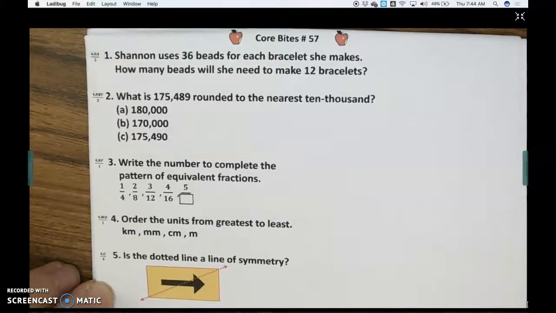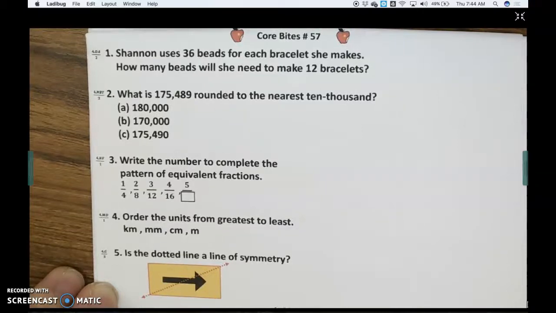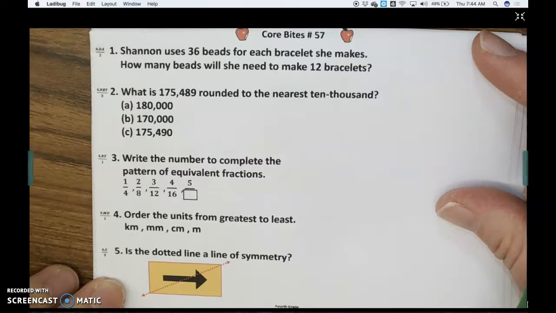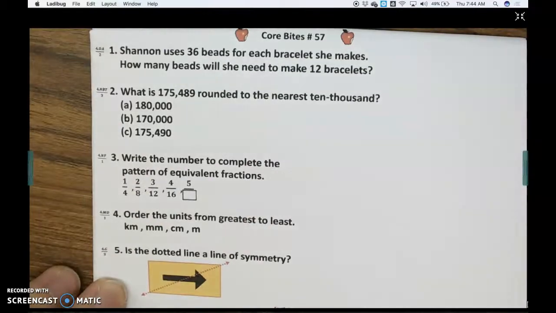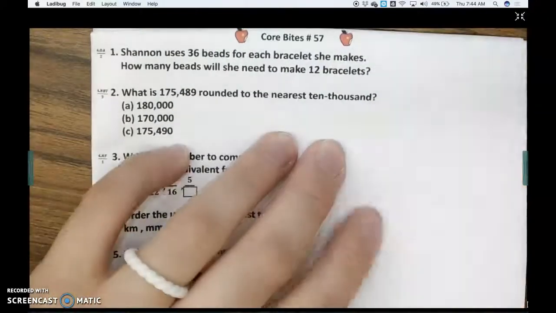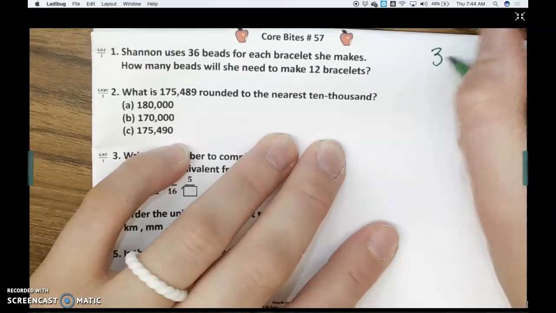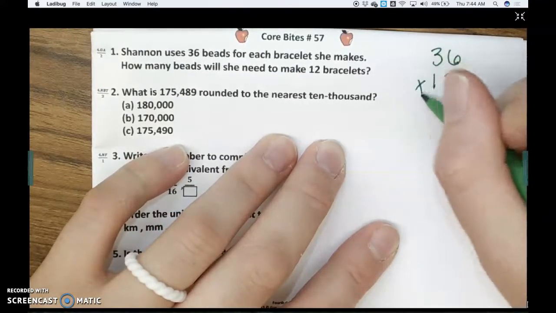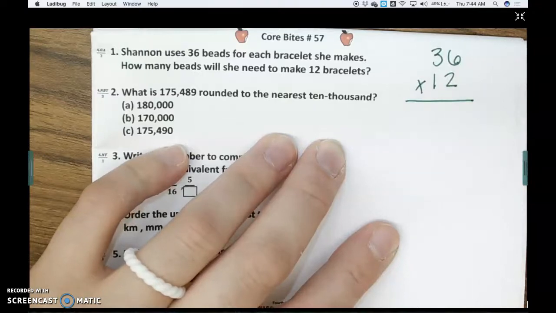So for number 1, it says Shannon uses 36 beads for each bracelet she makes. How many beads will she need to make 12 bracelets? So if she has 36 beads on each bracelet, she's making 12, we're going to have to multiply to find the answer. So if you take your 36 beads, multiply that times the 12 bracelets you want to make. We've got a 2-digit times a 2-digit.